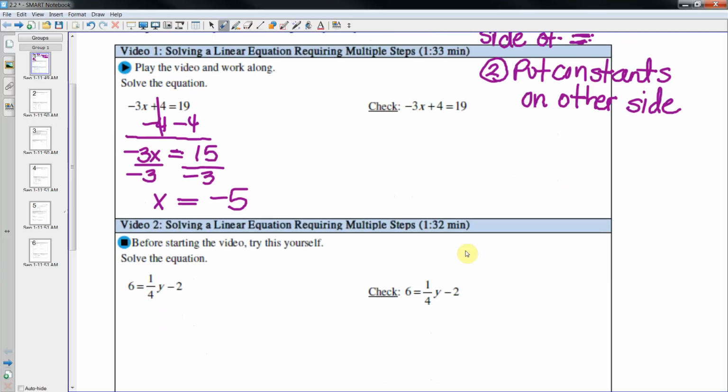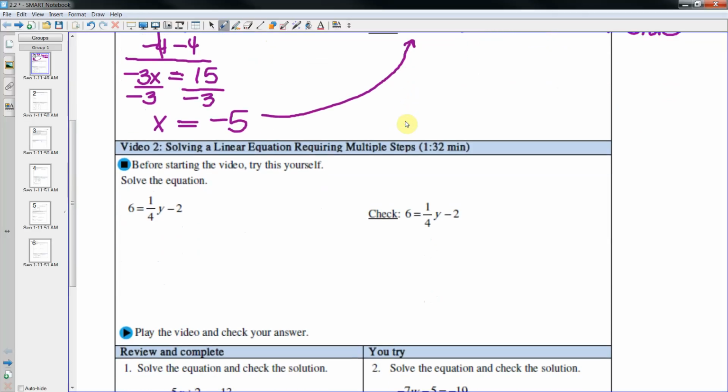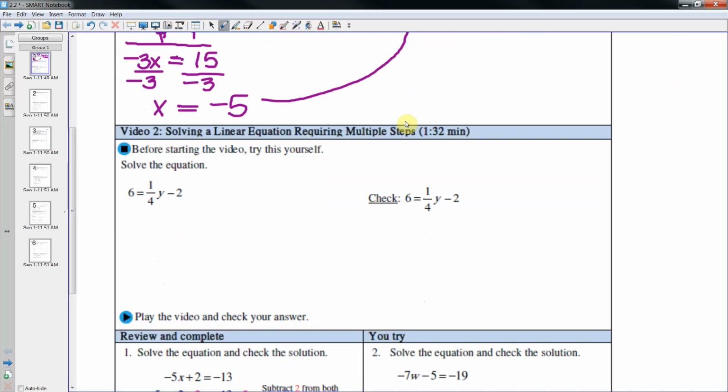Also, you can go back and check these. If I want to put my -5 in for x up there and then work it out using order of operations, I could do that as well. Okay, let's look at the next one down. We've got 6 equals 1/4 y minus 2. This time the variable is sitting on the right side. I have a 1/4 in front of it. I'm going to take care of that later, but I have a -2 out to the side.